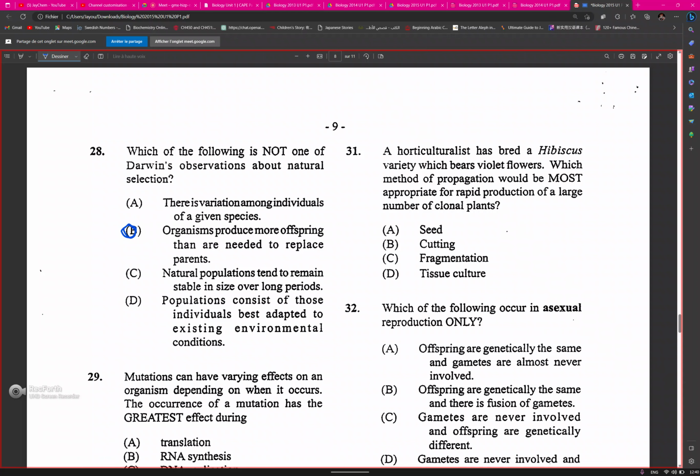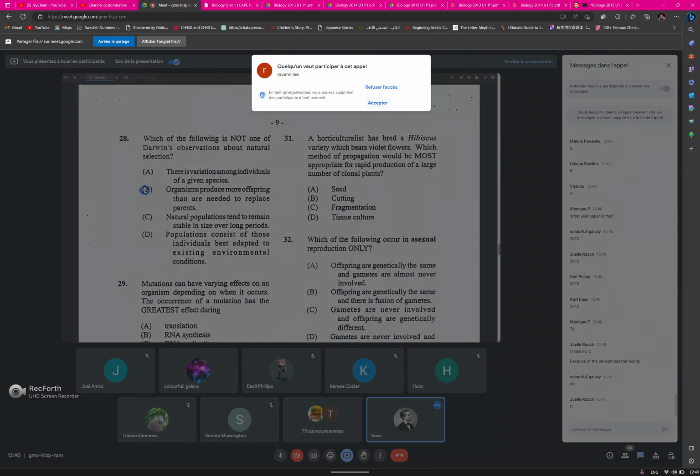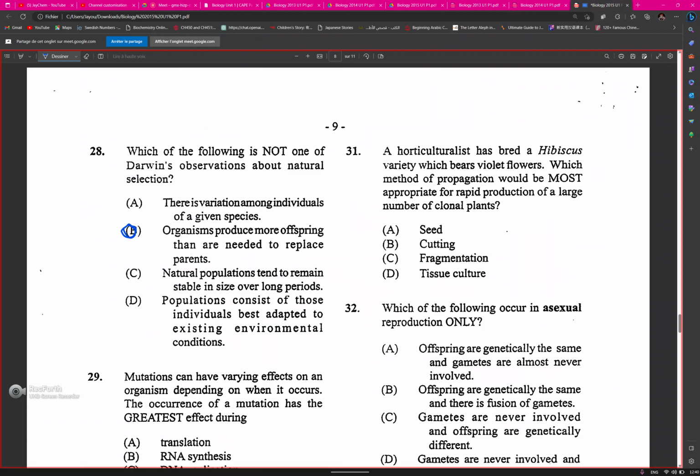With C, natural populations tend to remain stable in size over long periods. Yes, sir. So we're looking at the stability of populations due to variations that will prevent genetic diseases and environmental upheavals. D, populations consist of those individuals best adapted, survival of the fittest. This is one of the central concepts of Darwin's theory of natural selection, but it's not. Oh, go ahead. I was saying that Darwin also observed that organisms over reproduce, so wouldn't that be it?